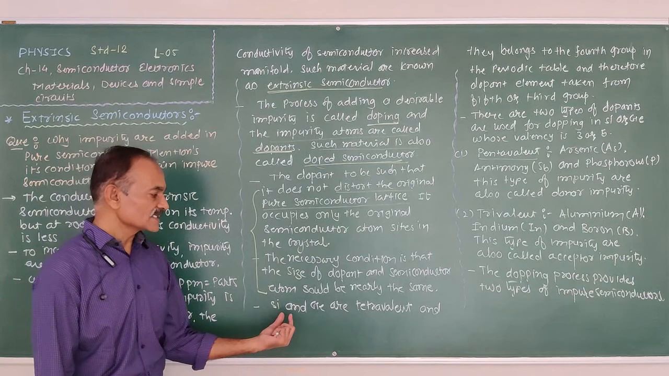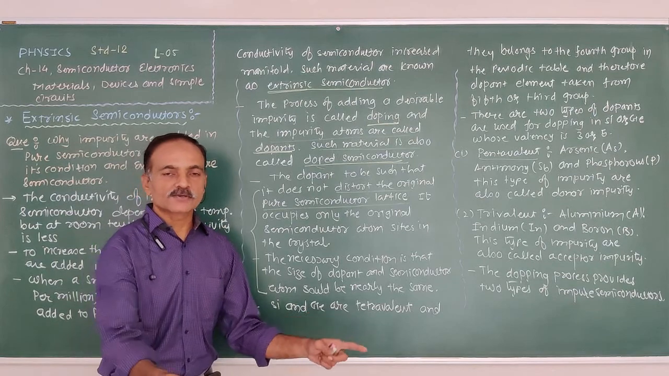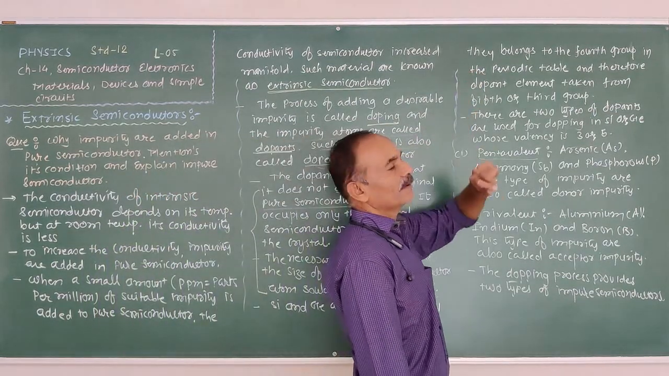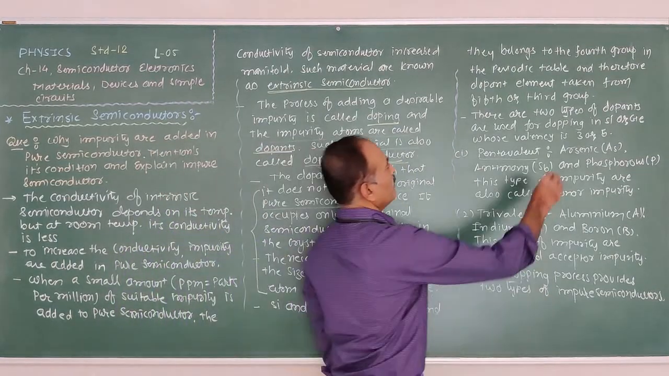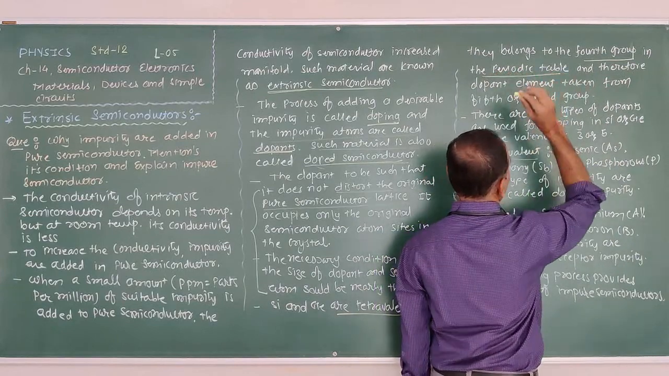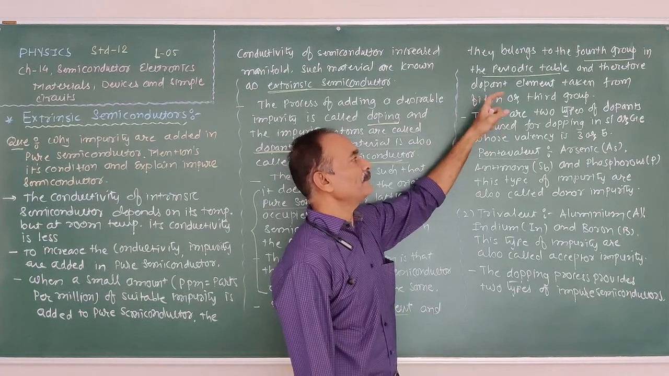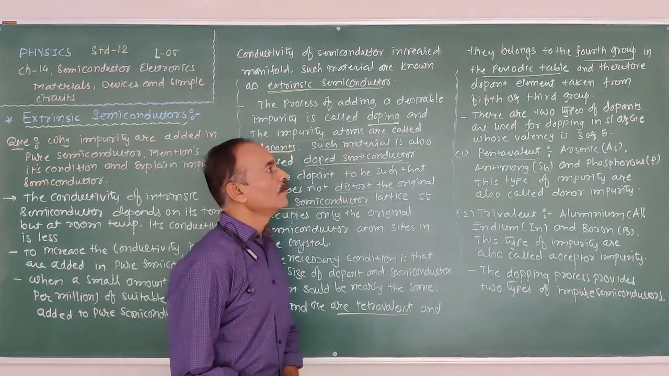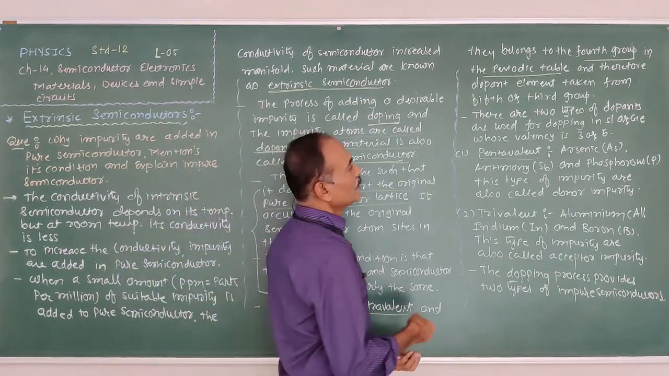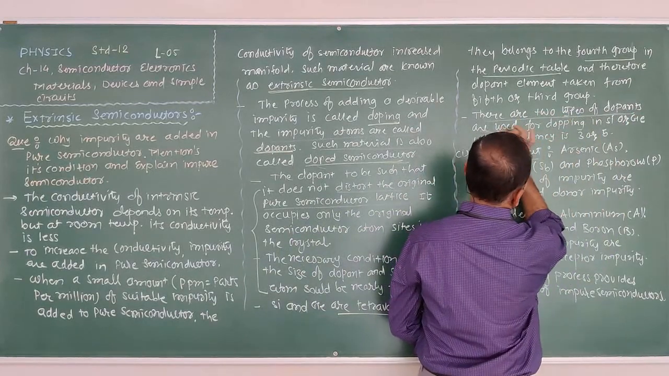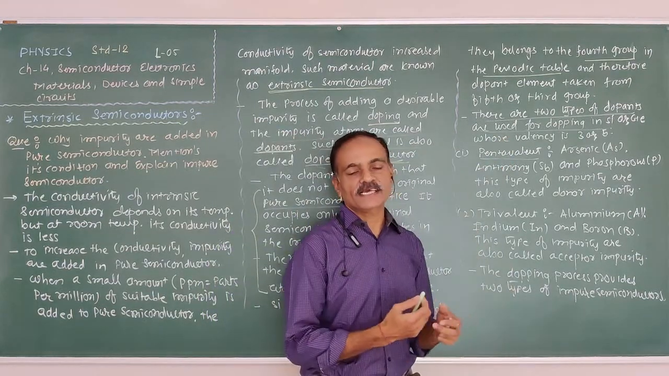Therefore, silicon and germanium are tetravalent and they belong to the fourth group in the periodic table. And therefore, the dopant element is taken from the fifth or third group. There are two types of dopants used for doping in silicon or germanium, whose valency is 3 or 5.